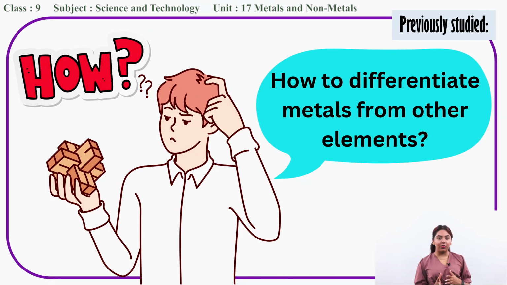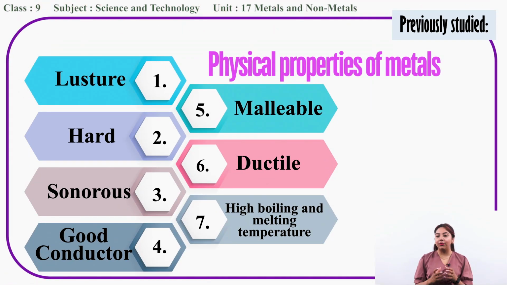Let me ask you a question. Do you guys remember how we can differentiate metals from other elements? I hope you remember at least a few of the points that I have mentioned here. These are the physical properties of metals that we studied in the previous class, and using this list of properties, we can differentiate metals from other elements.